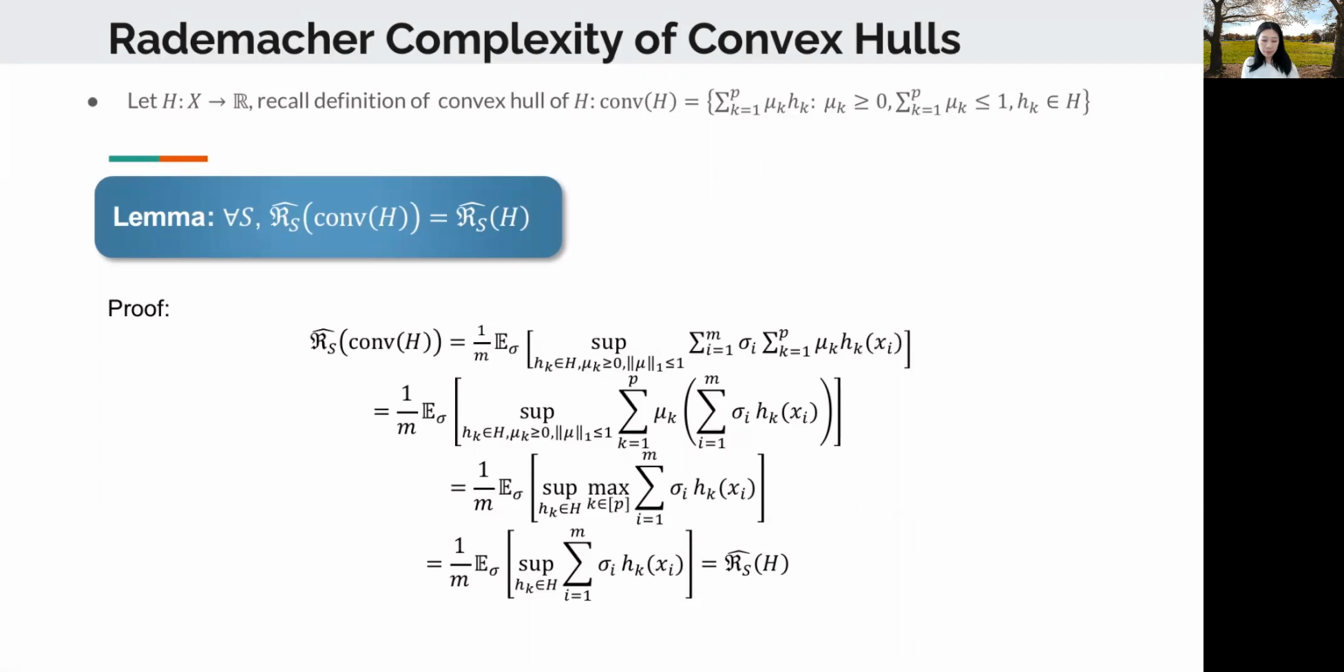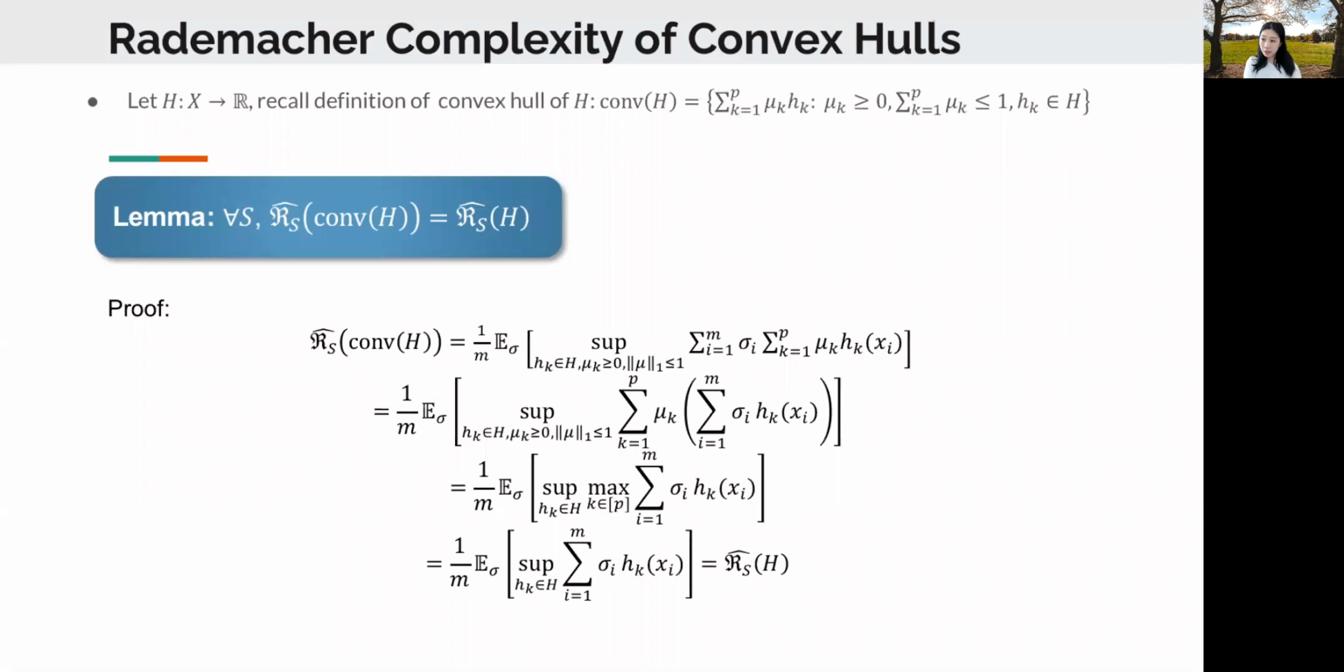Last time, I think people had confusions about the Rademacher complexity of convex hulls. Just to review it again, we define the convex hull of the hypothesis class H as the linear combination of the hypotheses within that hypothesis class, but the coefficients have to be greater than or equal to 0, and the summation has to be smaller than or equal to 1. So the lemma is, very interestingly, the empirical Rademacher complexity of a hypothesis class H is equivalent to the empirical Rademacher complexity of the convex hull of the hypothesis class H.